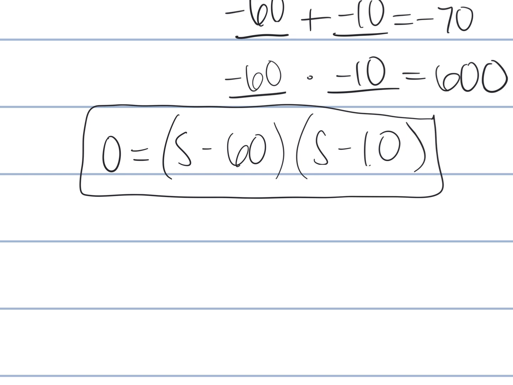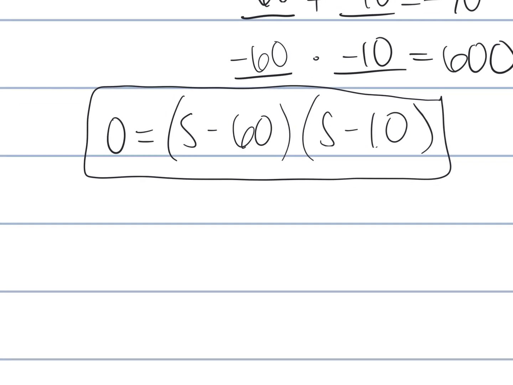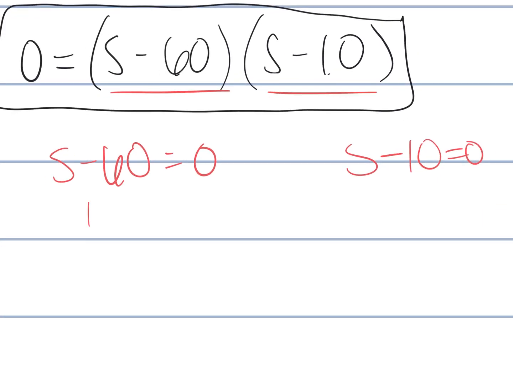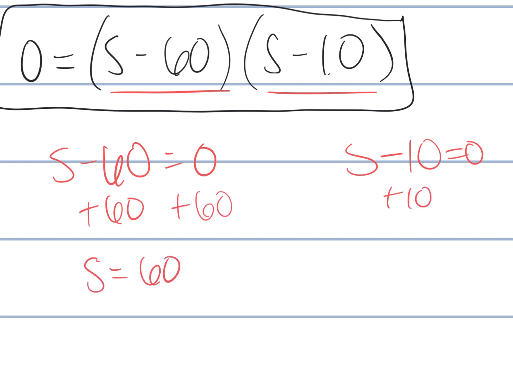Okay, so now from here, we set each of these equal to 0 because this is the zero product property. So S minus 60 gets set equal to 0, and S minus 10 gets set equal to 0. Now these become two really easy problems to solve. You would just add 60 to both sides over here. You'd get S equals 60, and you would add 10 to both sides over here. So you'd get S equals 10.